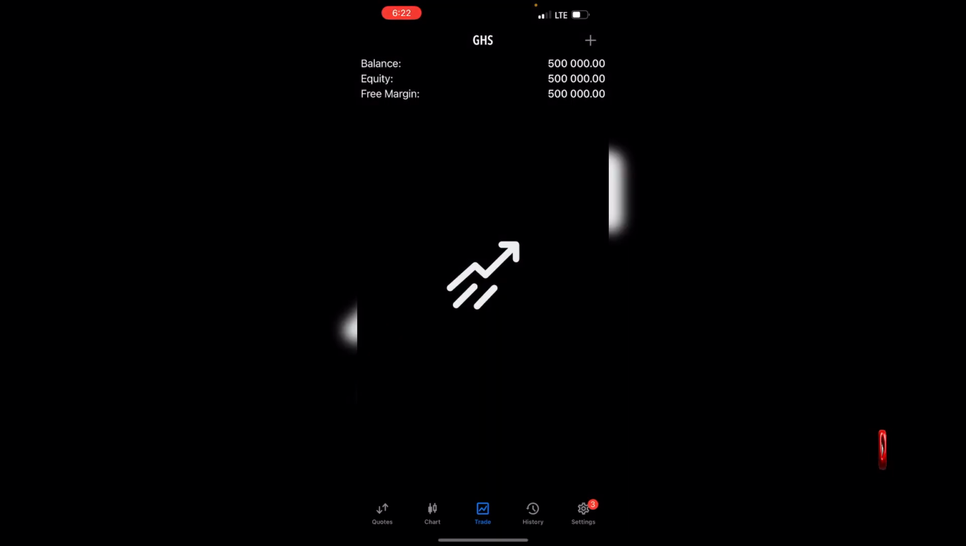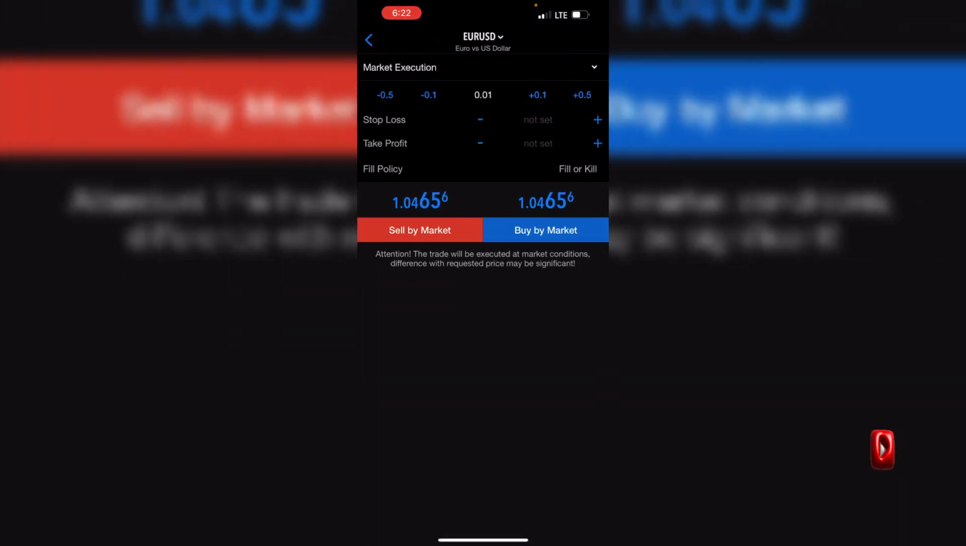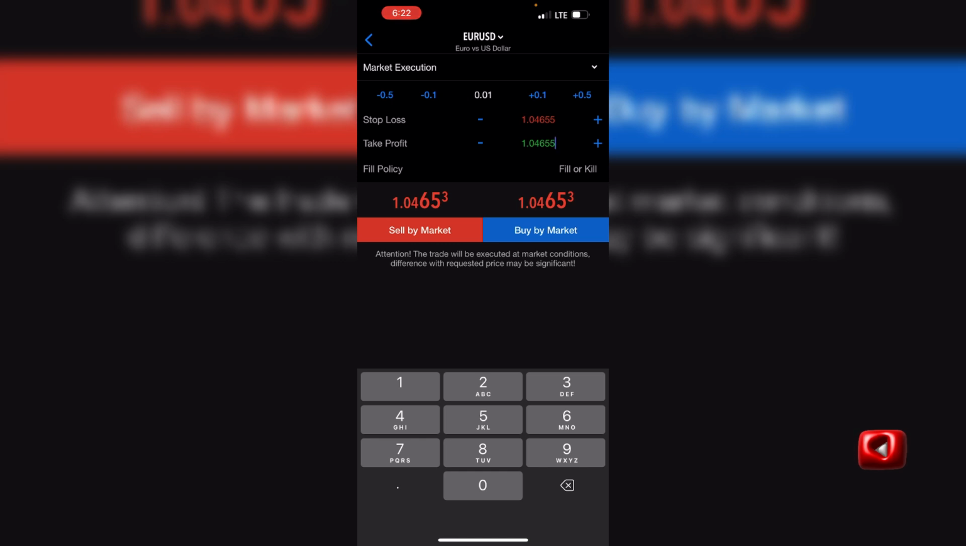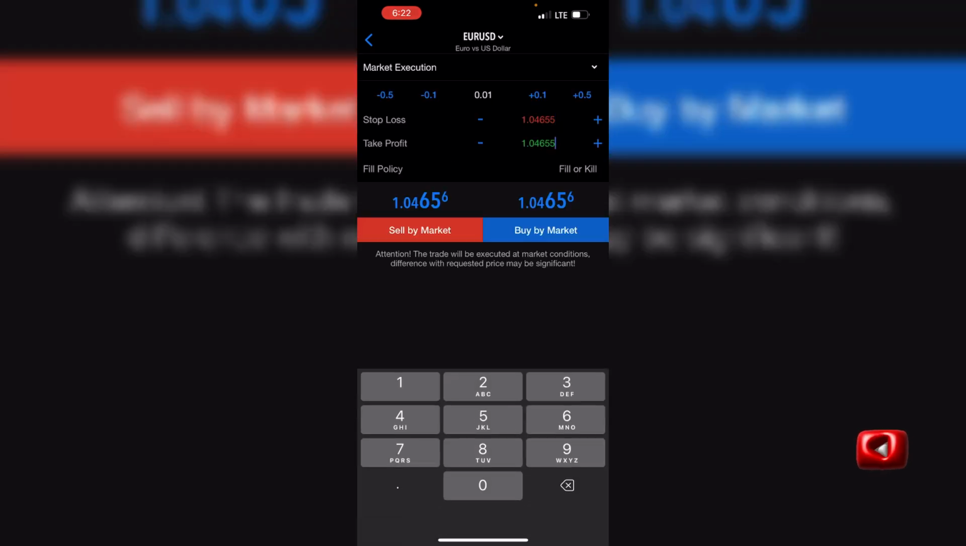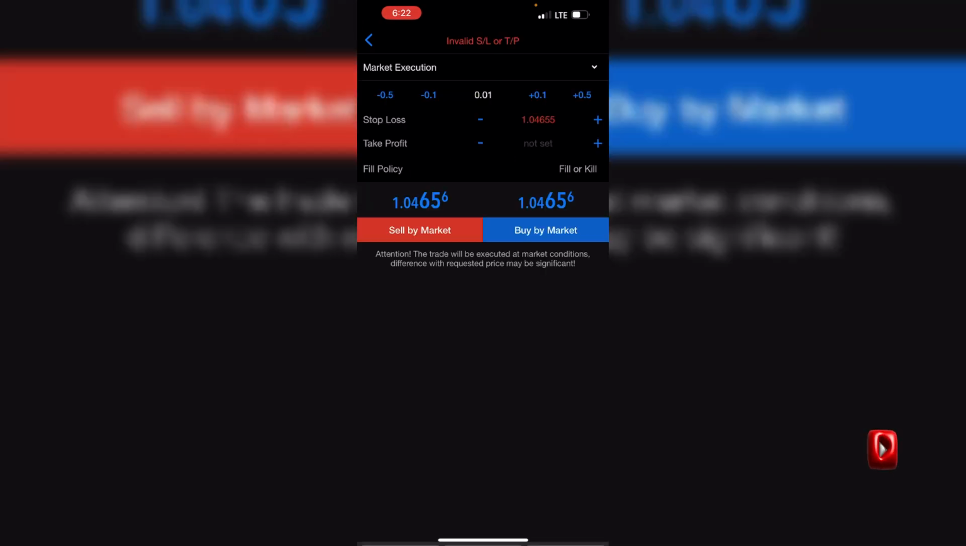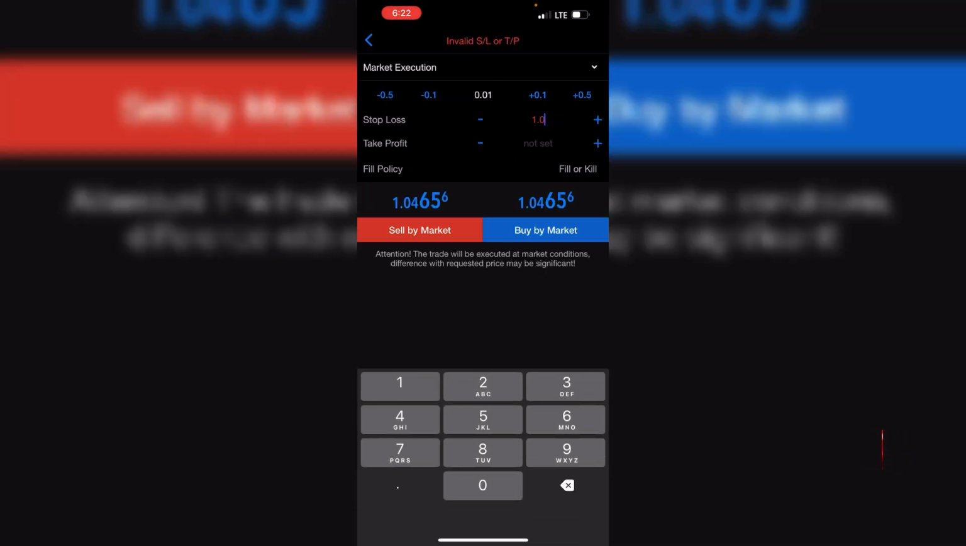Okay, so now after you have entered your stop loss, then your take profit, since we are selling, we are going to press on the sell button. Okay, and the moment you do that, trade will be triggered. Yeah, the trade is already gone, so they're saying invalid.